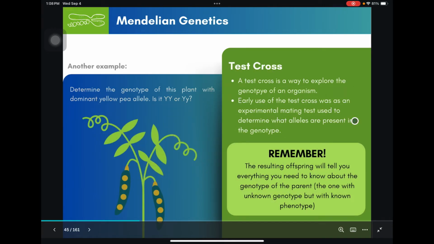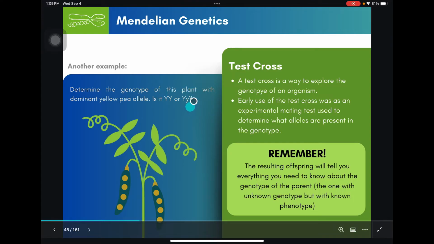So most geneticists nowadays utilize the test cross to determine the specific phenotype or genotype ratio of a given parent. For example, I have here a problem set: determine the genotype of this plant with the dominant yellow P allele. What is known is that this plant contains a dominant yellow P allele, but we are not sure if it carries a homozygous dominant or a heterozygous allele.